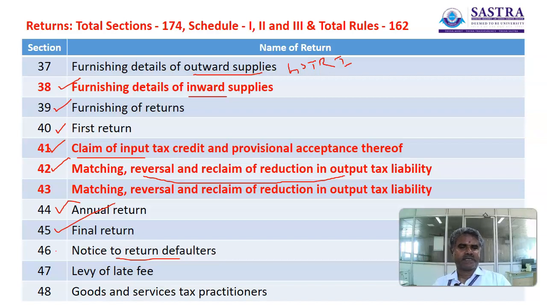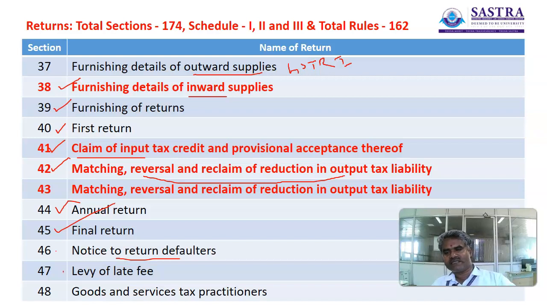Sometimes some registered persons have not filed returns properly. When they are not filing returns properly, the proper officer will send a notice to them. Based on the notice sent by the proper officer, the registered persons have to reply and take steps for filing the return.